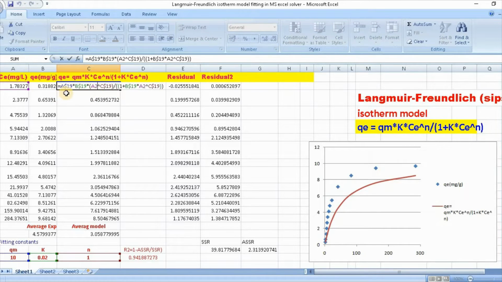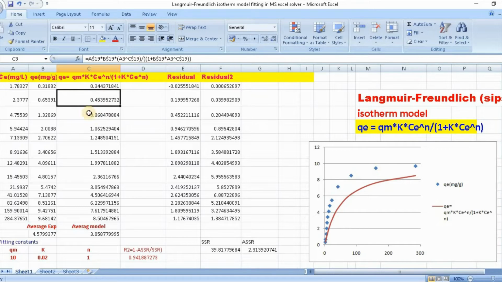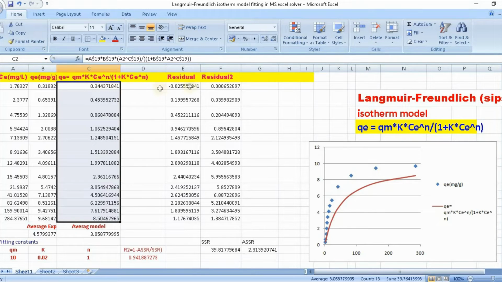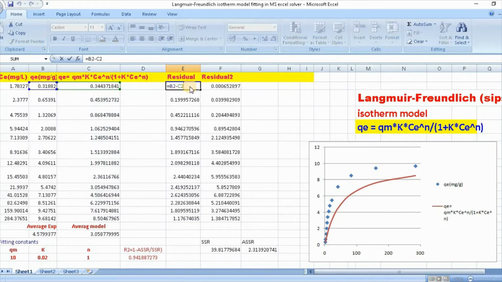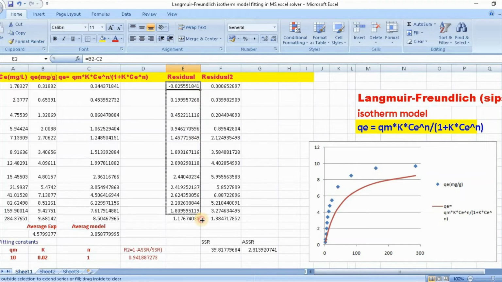Then equal to, you need to put this Qm, then K, then C, and you put dollar signs because these values are constant. So after writing this function, click enter and scroll down this. Then you need to find the residual, which is just B2 minus C2. Enter and scroll down this.